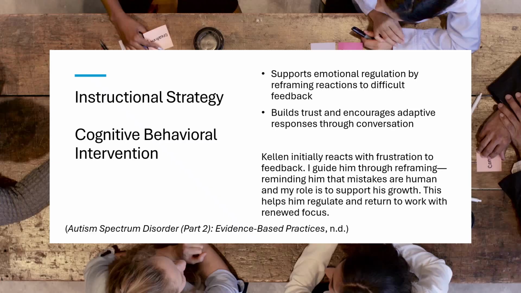So here we're going into the instructional strategies. With Kellen, I want to do some real world cognitive behavioral intervention. What it really does is support emotional regulation by reframing reactions to difficult feedback. It also helped us build a lot of trust and encourage change through conversations. We talked a lot privately. I'd say, okay, I'm not hurting you. Through reframing, I reminded him that we are all human. We all make mistakes. There is no way that you can be perfect.